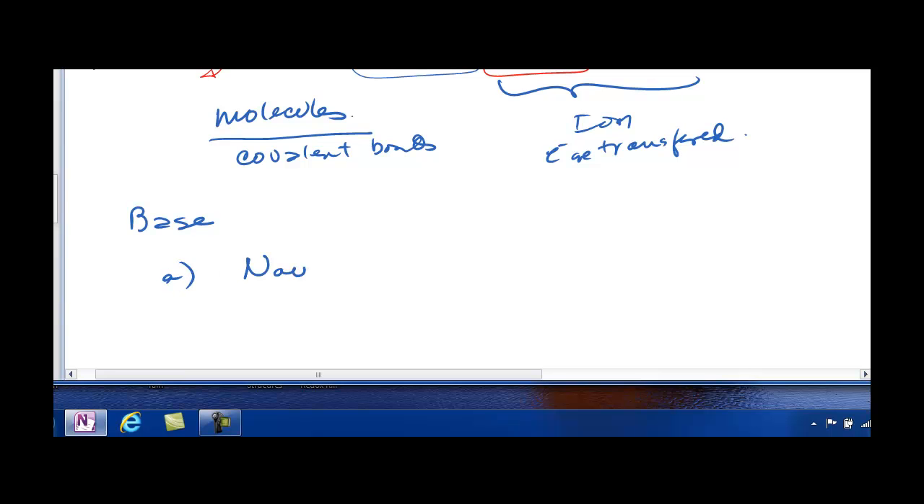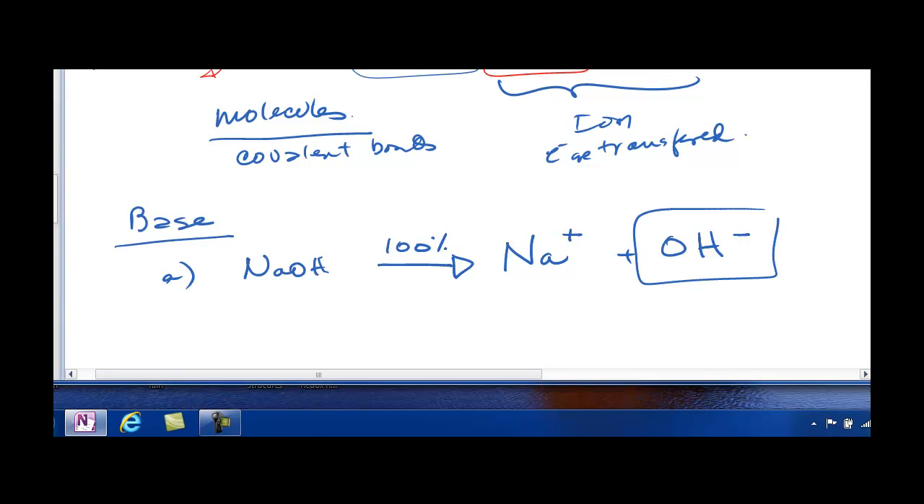Sodium hydroxide. So if I have NaOH, do I put a single arrow or a double arrow? I put single. I have 100% ionization, and what do I write after the arrow? Ions with a plus charge of sodium, and what else? Ions of hydroxide. So if I have nothing but ions, plus and minus species, I have ionization taking place, and a substance that ionizes in water to produce hydroxide is what Arrhenius defined as a base.